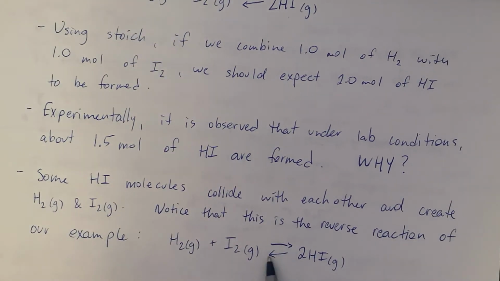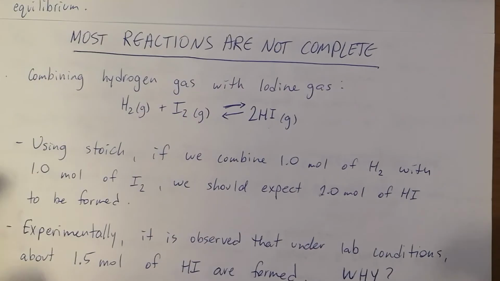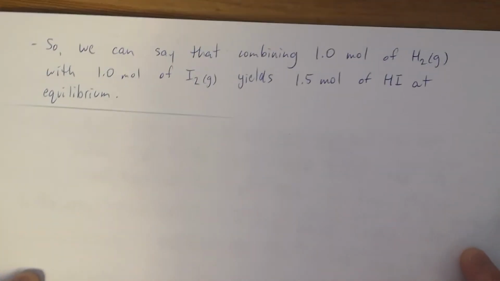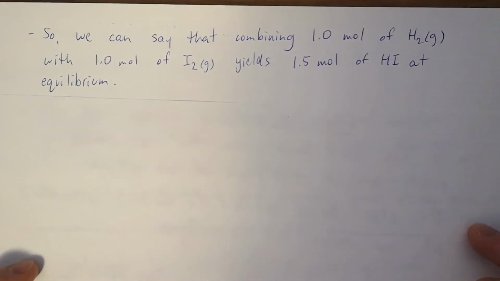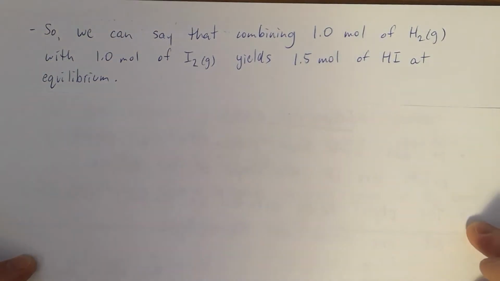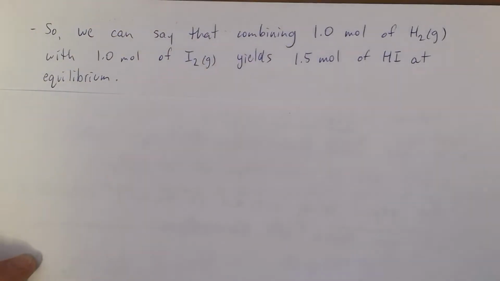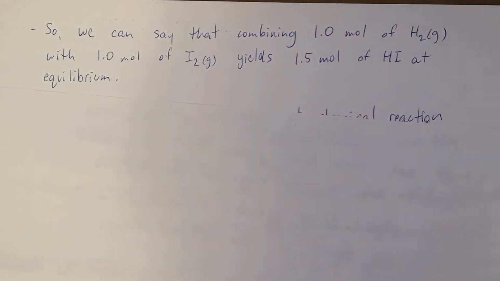So these double arrows mean it goes both ways. These two turn into HI, but two HIs can turn back into this. And it happens. So what I've written down is 1 mole of H2 with 1 mole of I2 yields 1.5 moles of hydrogen iodide when we allow that system to reach equilibrium, which means just give it some time.